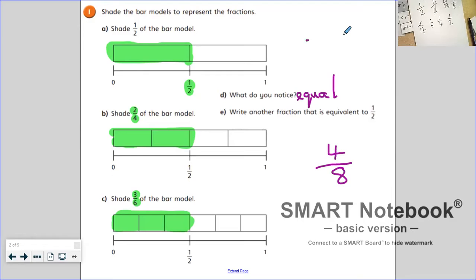I could do a different one. I could do the denominator of 200. And as long as I halved my denominator to make my numerator 100, so 100 200ths would be the same as 1/2. I wonder how many equivalent fractions to a half you can come up with. Pause the video and you can write them down.